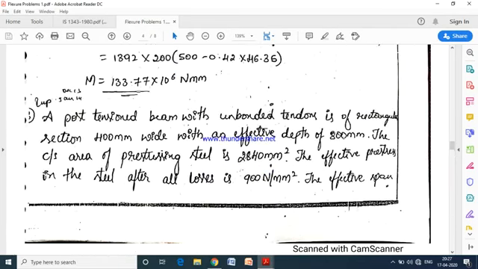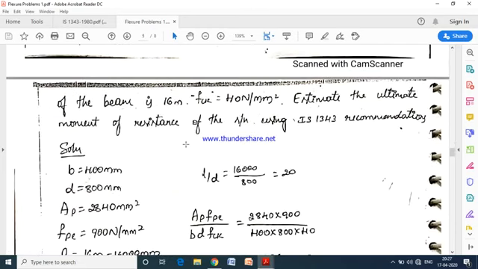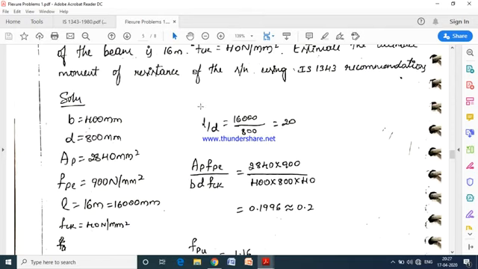Here you can observe it is a post-tensioned beam with unbonded tendons of rectangular section, so it is the third case, unbonded rectangular section. The cross section, everything is given. First find the effective reinforcement ratio along with the L by D ratio. If it is the unbonded case, you need to find both. The L by D ratio, span to depth ratio, is 20, and Ap fpe by b d fck is 0.1996, approximately 0.2, which we will consider.